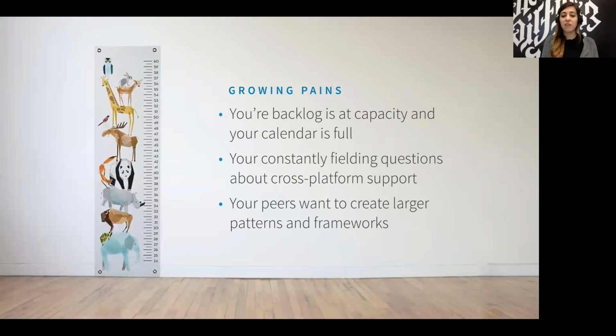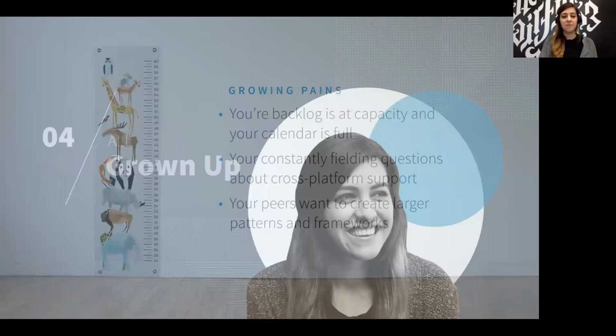Your peers want to create larger patterns and frameworks. So you might be saying no because you were at the stage of really prioritizing because you're like, this is what we do and this is what we don't do. You might start hearing from your peers, we want you to do that. So what do you do in that case? How do you manage that? So we started really feeling that towards the end of last year, which moves us into being all grown up.